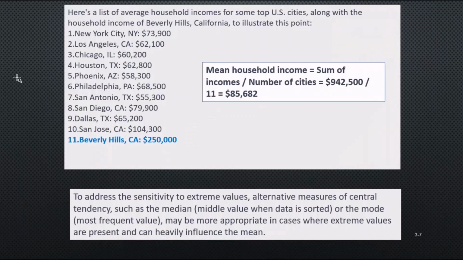Now think about this one. Here's a list of average household incomes for top U.S. cities, along with the household income of Beverly Hills, California. We're going to illustrate this point by using this. So we have everything from New York City at 73.9, and they're all different numbers. Phoenix, 58.3, and then San Jose is 104, and of course Beverly Hills, $250,000, the average income in that neighborhood.